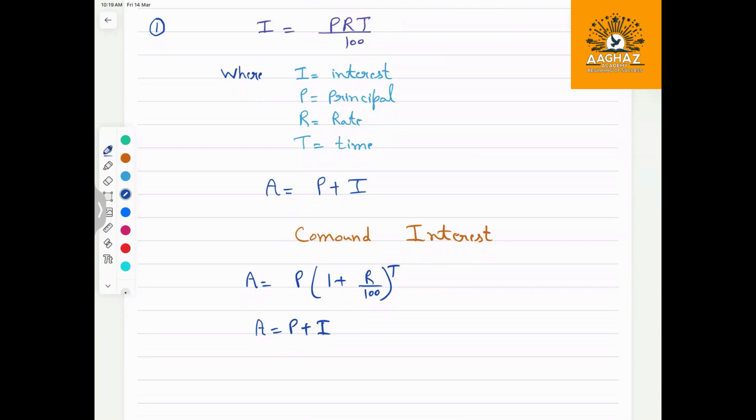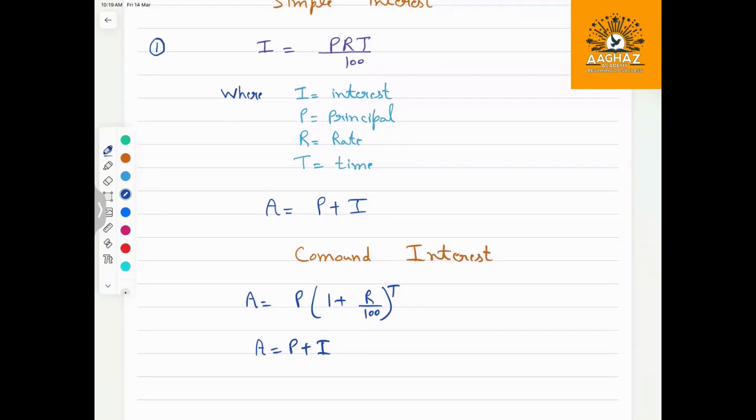And also, what's the meaning of A here? A represents the total amount after 2 years, after 3 years, that is, how much amount is in the bank after 2 years, how much amount is in the bank after 3 years.